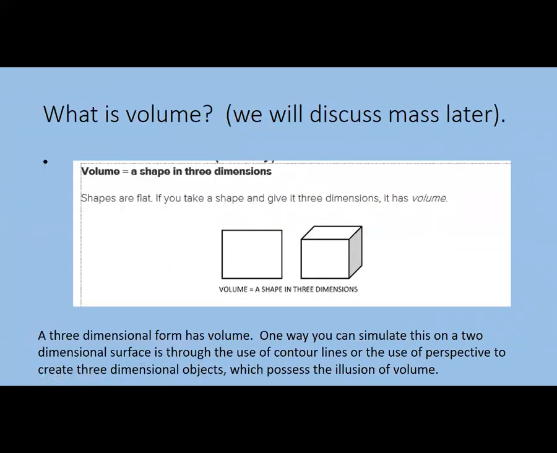What is volume? And we'll discuss mass later. A shape is flat, and if you take a shape and give it 3 dimensions, it has volume. So this is a square and this is a cube. A cube has volume, a square does not. A 3-dimensional form has volume, and then you can simulate this on a 2-dimensional surface. They use contour lines or they use perspective to create 3-dimensional objects which possess the illusion of volume.